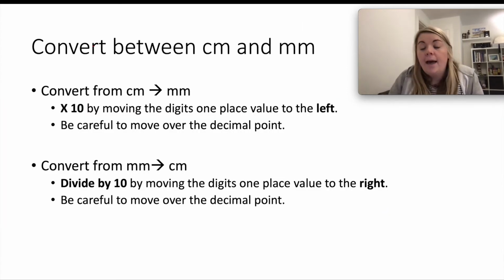So to recap, to convert from centimetres to millimetres, you have to multiply by 10 by moving the digits one place value column to the left. To convert from millimetres to centimetres, you divide by 10 by moving the digits one place value column to the right. And in both cases, you have to be careful to move over the decimal point.